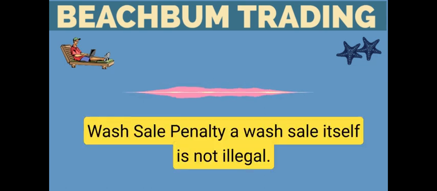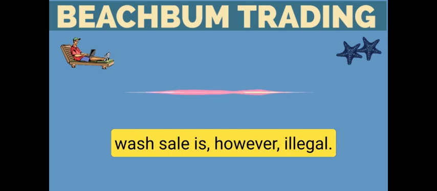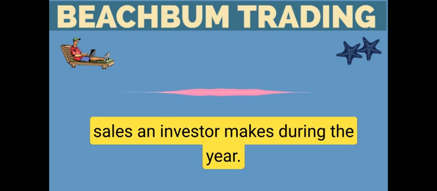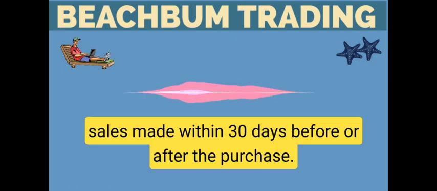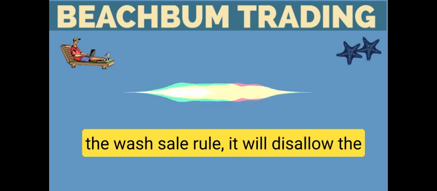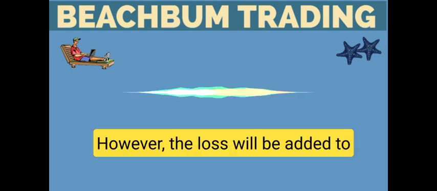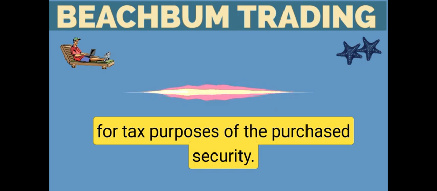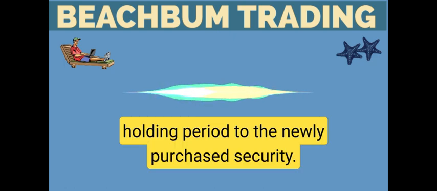Wash sale penalty. A wash sale itself is not illegal. Claiming the tax loss on a wash sale is, however, illegal. The IRS does not care how many wash sales an investor makes during the year. On the other hand, it will disallow the losses on any sales made within 30 days before or after the purchase. If the IRS determines that a transaction violates the wash sale rule, it will disallow the loss deduction on the original sale. However, the loss will be added to the cost basis, the original purchase price for tax purposes, of the purchased security. The IRS also adds the sold security's holding period to the newly purchased security.